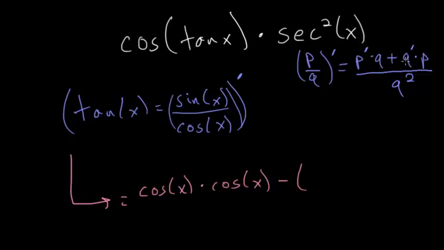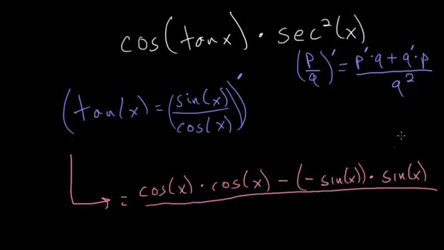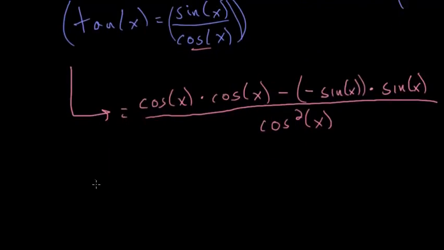minus, now we need the derivative of the denominator. So the derivative of this is just minus the sine of x, and this is multiplied by the function in the numerator, so times sine of x, and this is all divided by the function in the denominator, this cosine of x squared. So cosine squared of x. Now we just have to simplify this.